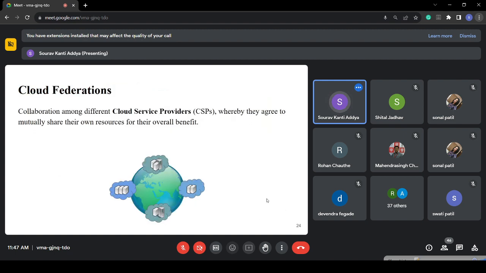So in that sense, one concept came, called cloud federation. This cloud federation is basically the collaboration among different cloud service providers, whereby they agree to mutually share their own resources for their overall benefit. For this particular example, there are 4 cloud service providers in the cloud market, and they want to collaborate for their mutual benefit.